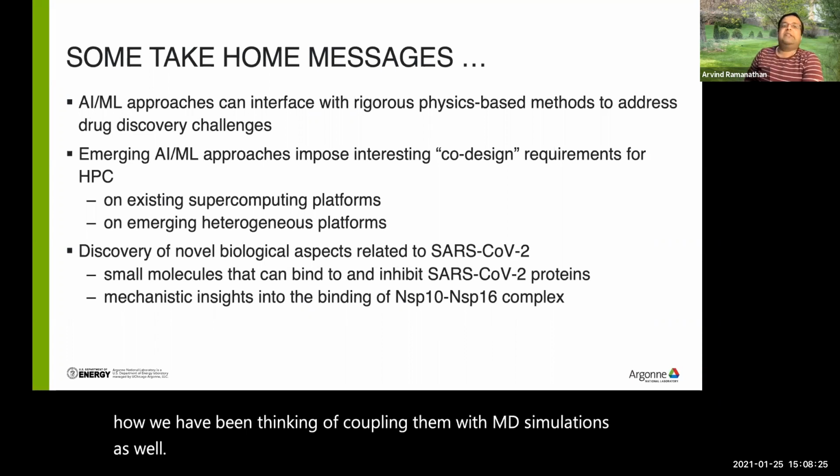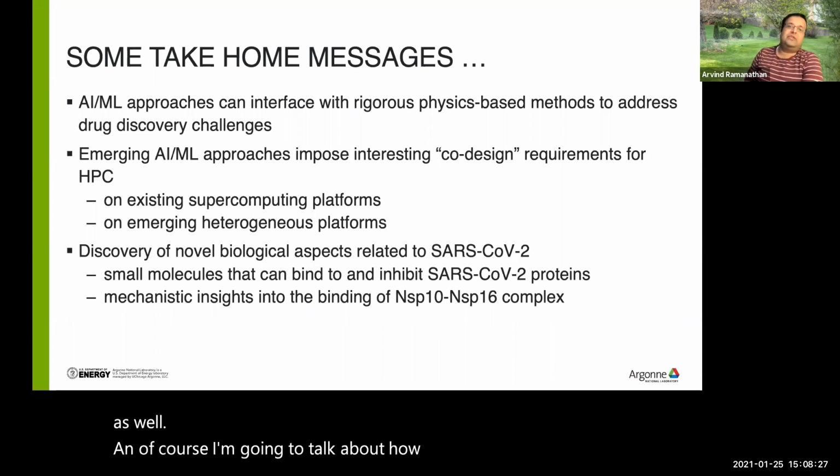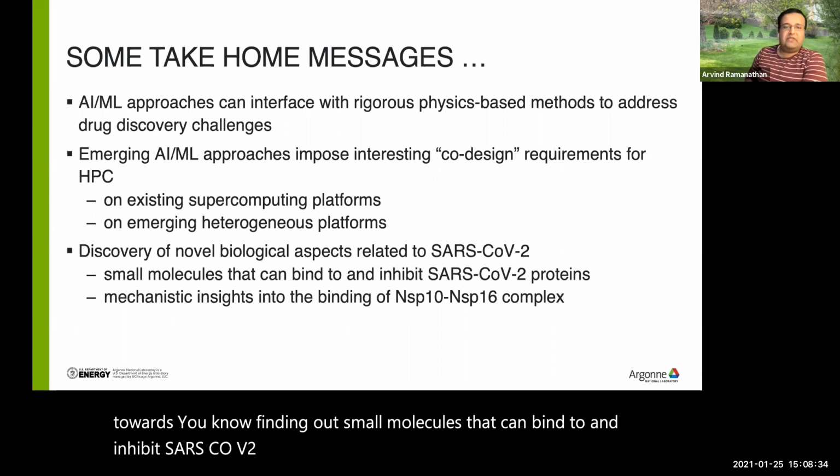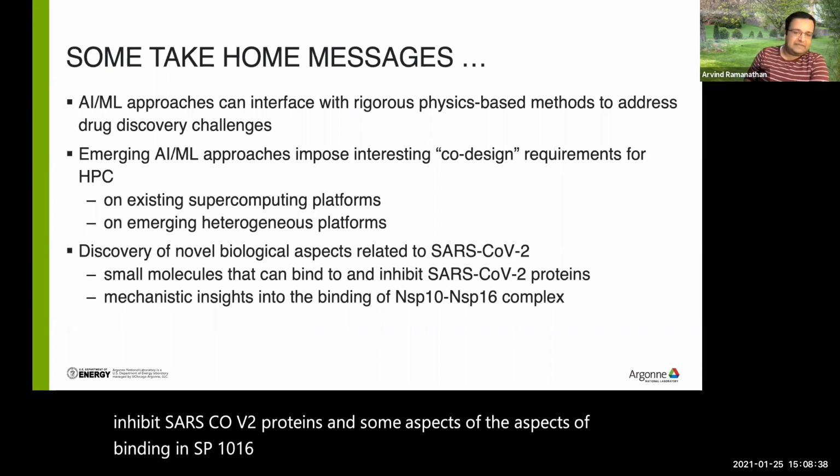And of course, I'm going to talk about how we have been driving this towards finding out small molecules that can bind to and inhibit SARS-CoV-2 proteins, and some aspects of binding the NSP10-16 complex, if I have some time to cover that.